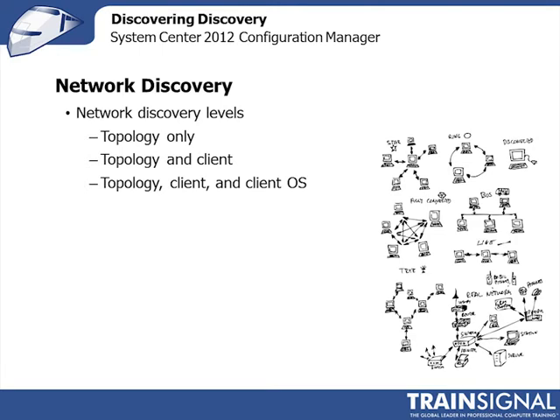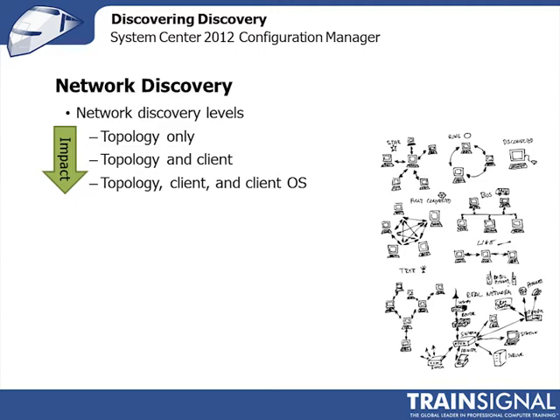There are three levels of network discovery that can take place. And these range in order from least to most impactful. So if you're out there looking at the network and you're just saying, give me the network topology, well, that's not super impactful. However, as you say, okay, give me the network topology and tell me about the clients that are out there, well, it's a bit more work. It's got to go out there and it's got to query each individual client, get some information about it, and then return it to the Configuration Manager system.